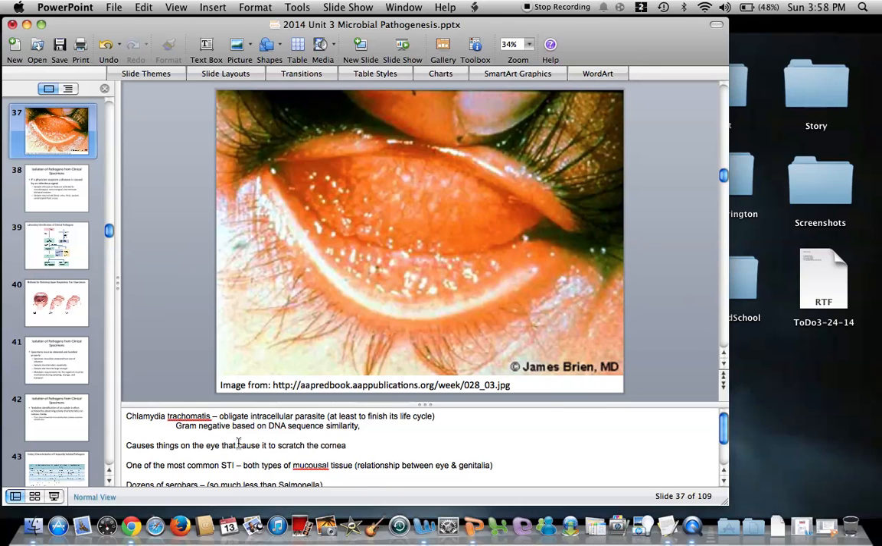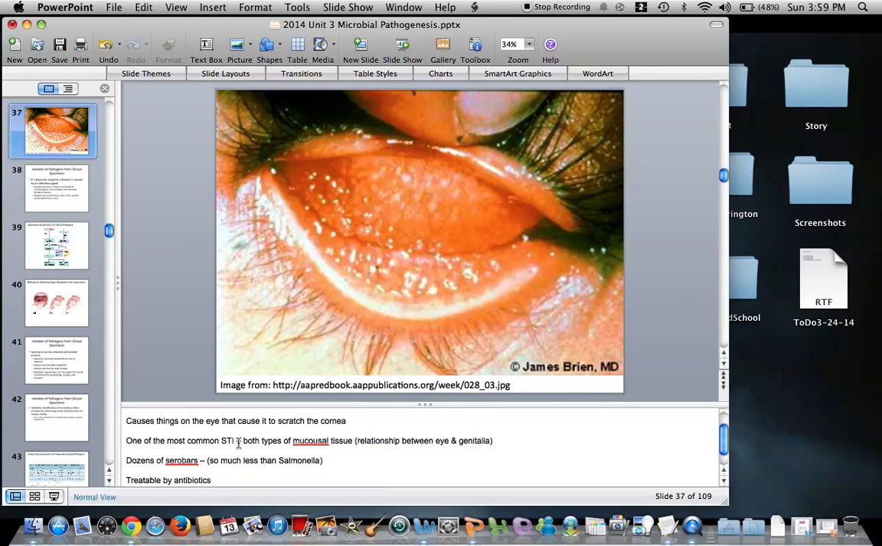Okay, this is Chlamydia trachomatis, which is an obligate intracellular parasite, and it's gram-negative based on sequence similarity. It causes these weird bumpy patches on the eyelid, and that'll eventually cause you to scratch your cornea, and that's no good. It's one of the most common STIs, STDs, whatever you want to call them, and it goes on both types of mucosal tissue, so the eye and the genitalia.